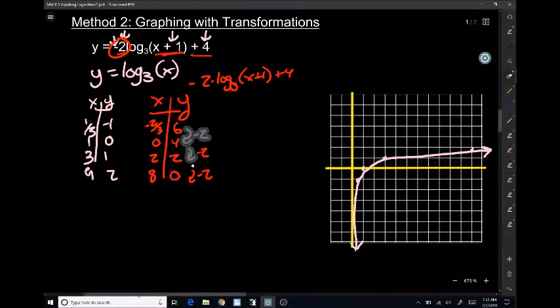I'm going to hide this now. So I plot those points. We have negative 2 thirds, 6, which is going to be about here, 0, 4, 2, 2, 8, 0. This has a vertical asymptote at negative 1, so the graph is here.